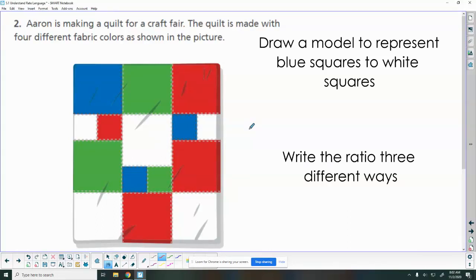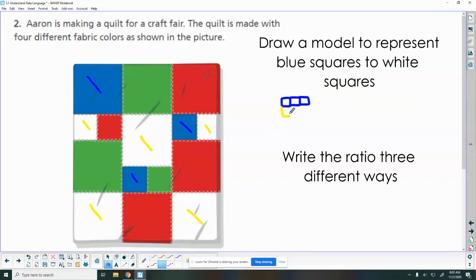There's lots of ways you could do that. So go ahead and do that. So I'm counting blue here, and I have 1, 2, 3 blue. And then I've got white ones here. I'm going to use yellow to represent white. 1, 2, 3, 4, 5.